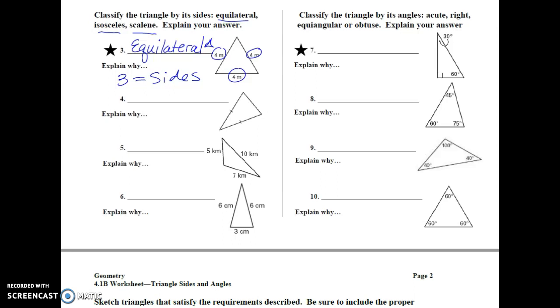On the other side, if we look at question 7, now they're asking us about the angles. We have to classify the triangle by its angles: acute, right, equiangular, or obtuse. And then explain our answer. If we look at question number 7, we have the 30-degree angle, we have the 60-degree angle, but we definitely have a 90-degree angle right here. That makes it a right triangle. Why? It has 1 right angle. Explain why is simply just that.